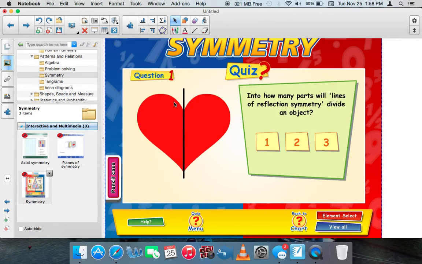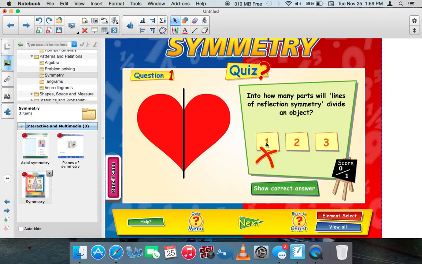Into how many parts will lines of reflection symmetry divide an object? So this one divided it 1 line. Reflection symmetry is only one line, okay, because it's creating a mirror image. So one line would go right down the middle, or this way in the middle if it calls for it, and it'll create a mirror image, so you'll only need one line of symmetry for reflection symmetry.